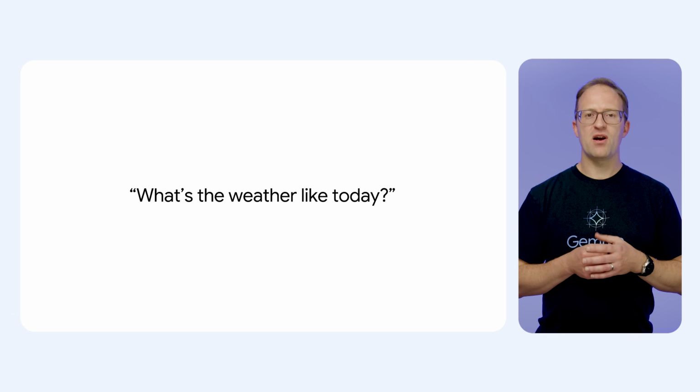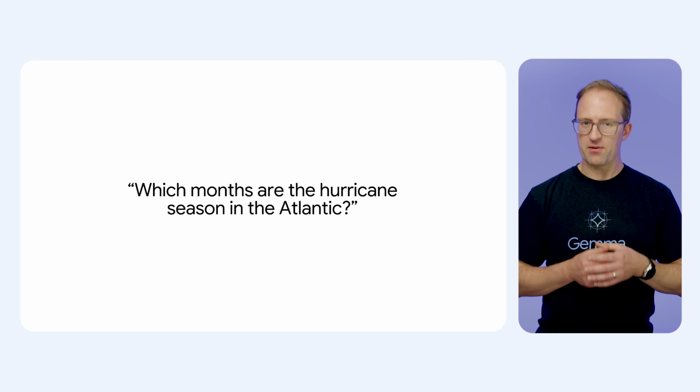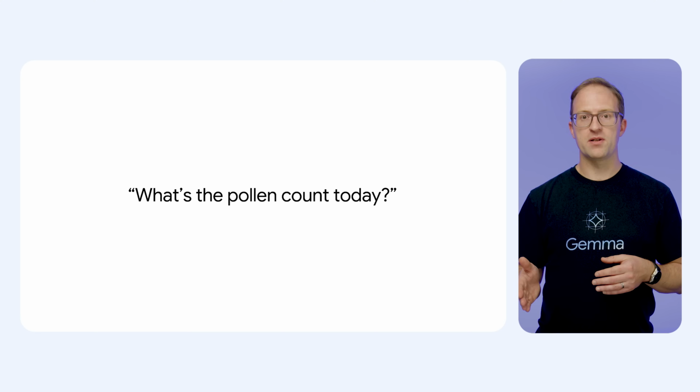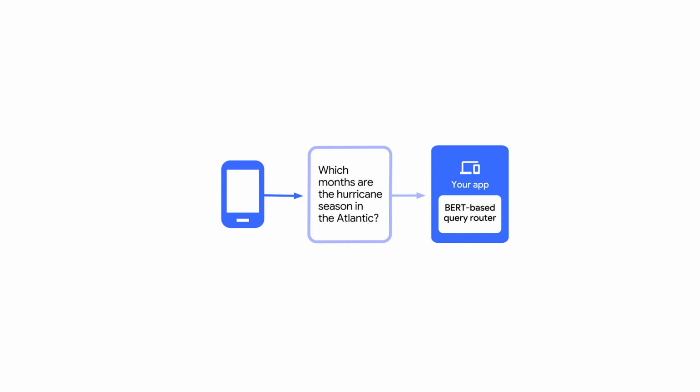To illustrate how this works, let's imagine a simple weather app. The app's job is to answer questions about the weather. First, we will train the BERT-based router to label users' queries as either local or remote. We can do this by providing a few thousand pre-labeled queries that we have synthesized using the Gemma 3 27B model. Next, we will configure our app to look at the label before choosing to send it to the local model or the remote model.